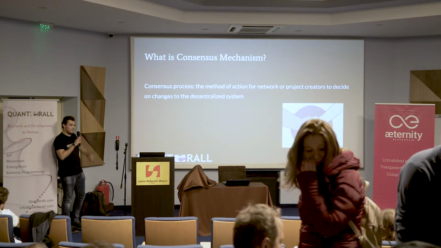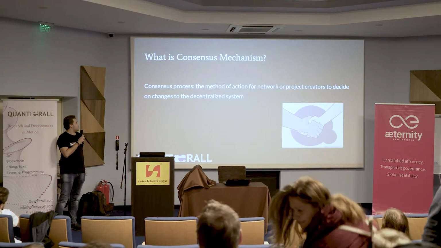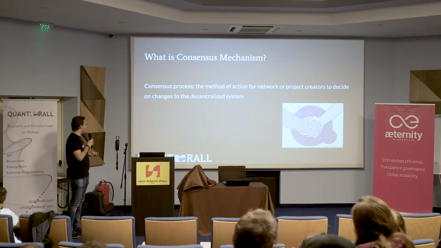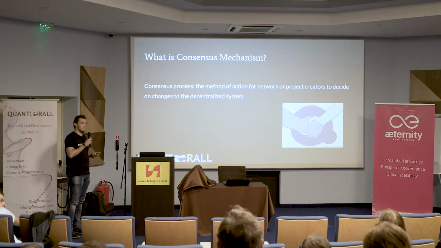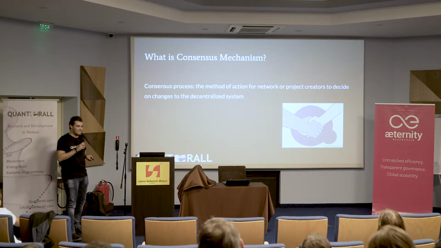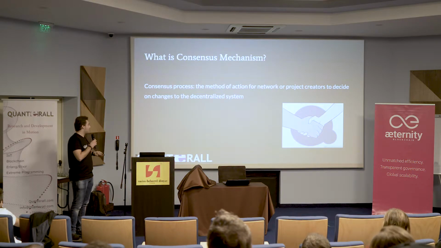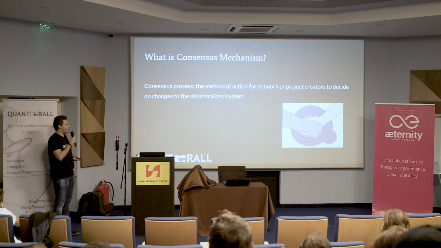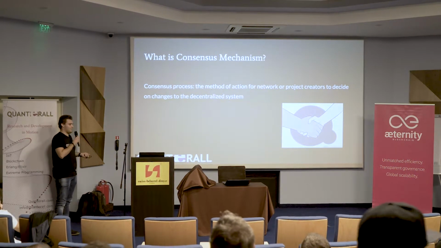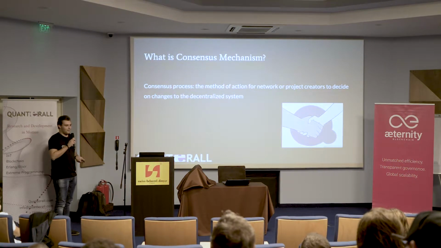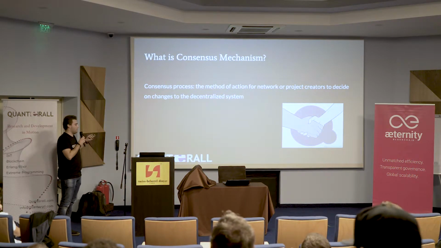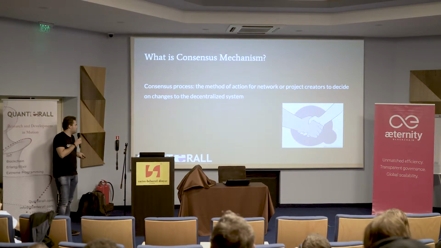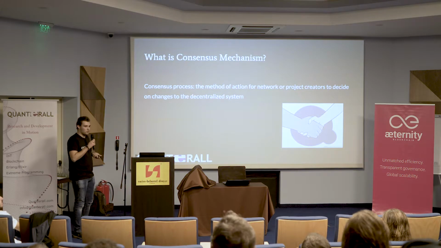Now, what is a consensus mechanism? The consensus process is the method of action for network or project creators to decide on changes to the decentralized system. You can think of it as a way to make all the politicians of the parliament agree on one opinion. But instead of discussing political things, you just send information from one peer to another peer, such as the history of the blockchain and so on.